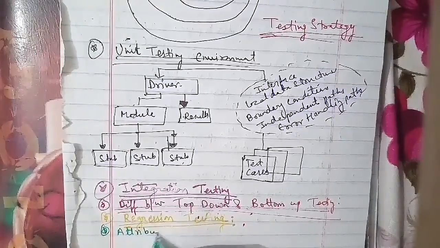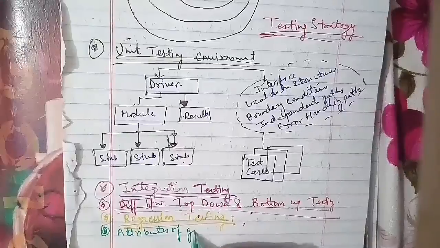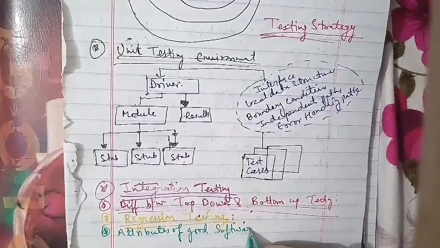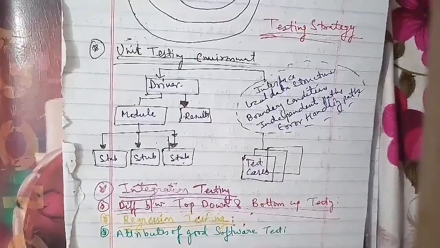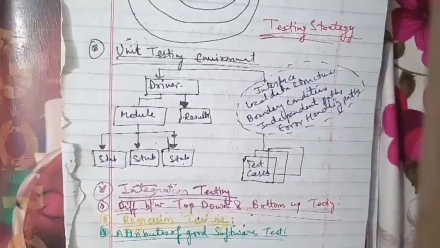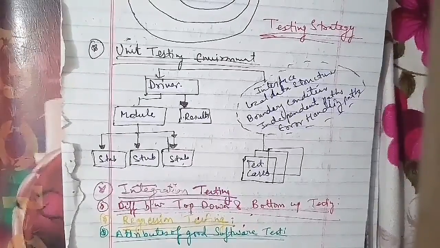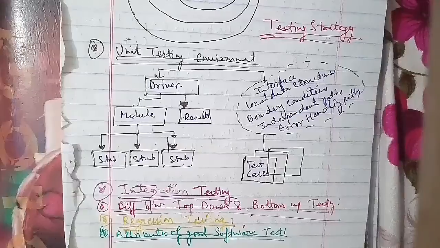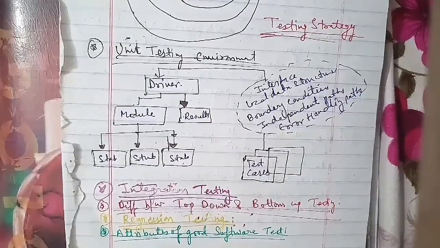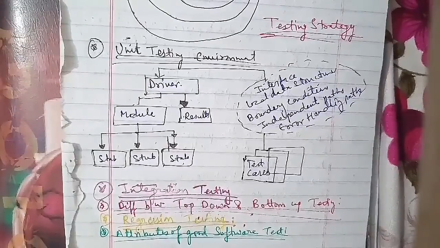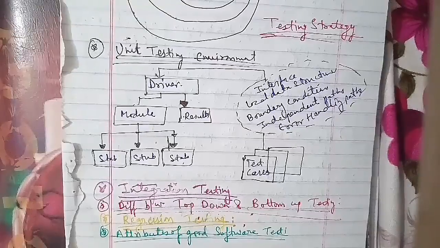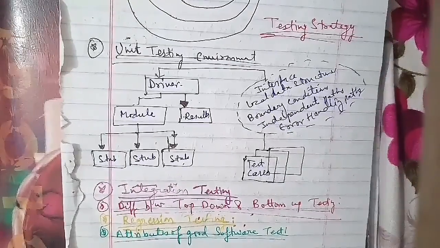Testing should begin in the small and progress towards testing in the large as well. Exhaustive testing is not possible, and to be most effective, testing should be conducted by an independent third party. Importance of regression testing: the other part of this question asks why regression testing is an important part of an integration testing procedure. This has been asked for 10 marks, so 5 marks for the attributes of a good software test, and 5 marks for regression testing as an important part of integration testing procedures.